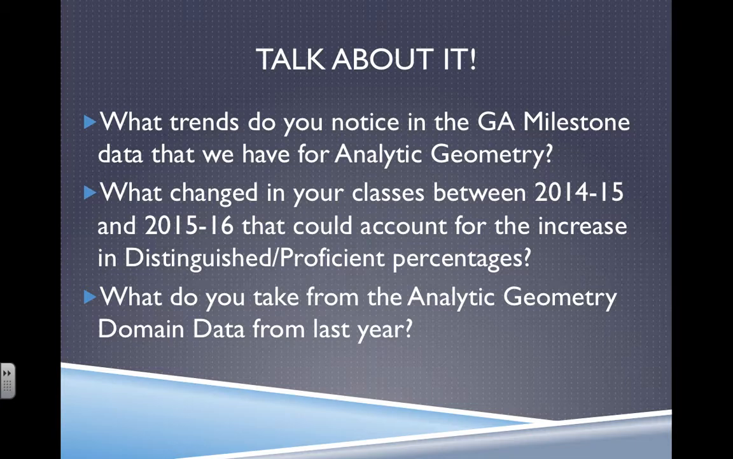What changed in your classes that could account for that increase in our distinguished and proficient percentages and a significant decrease in our beginning learners? And what do you take from the analytic geometry domain data that we have from last year, and how can that guide your instruction? So take a few minutes and talk about that.